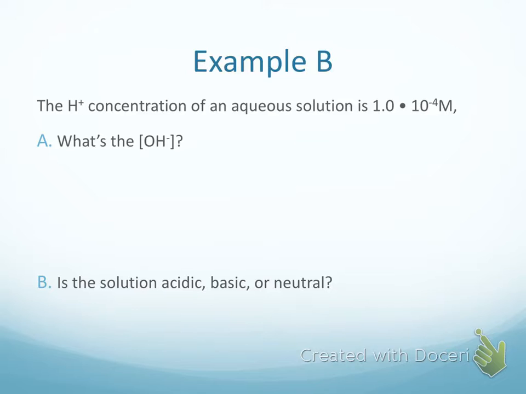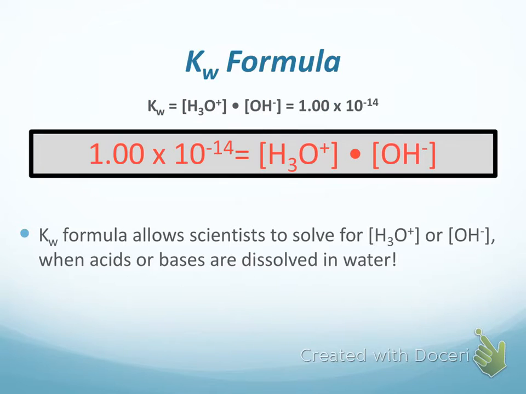Let's look at example B. The hydrogen ion concentration of an aqueous solution is 1 times 10 to the negative fourth molar. What is the concentration of hydroxide? So we are going to use that new formula we learned. This shows us if we know the concentration of hydronium or hydroxide, and remember, sometimes instead of hydronium, we might just say H+, means the same thing.